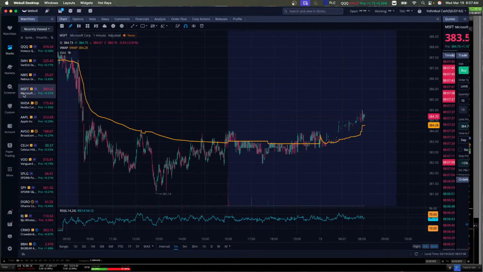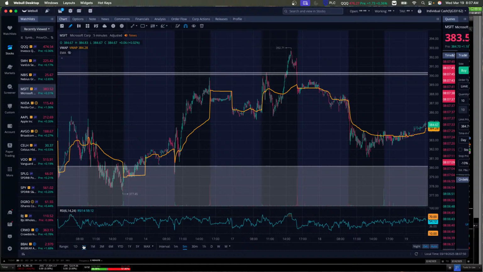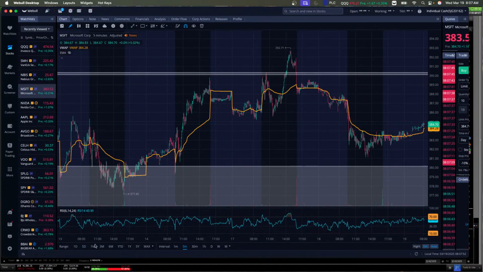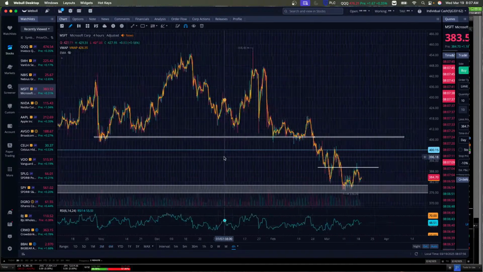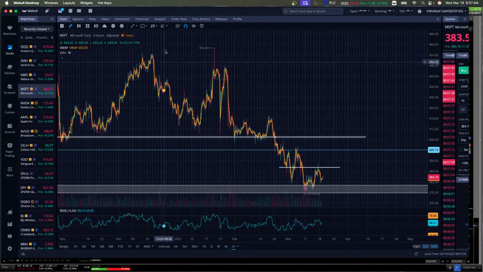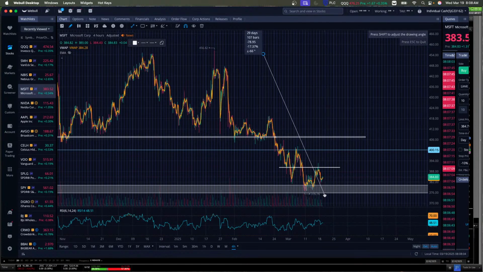Let's go over Microsoft. Microsoft is another stock that I do think is a potential buying opportunity. Just looking at the last 3 to 6 months chart, we have traded all the way from highs of 456 all the way down to 376. It's a 17% drop, which is pretty big.